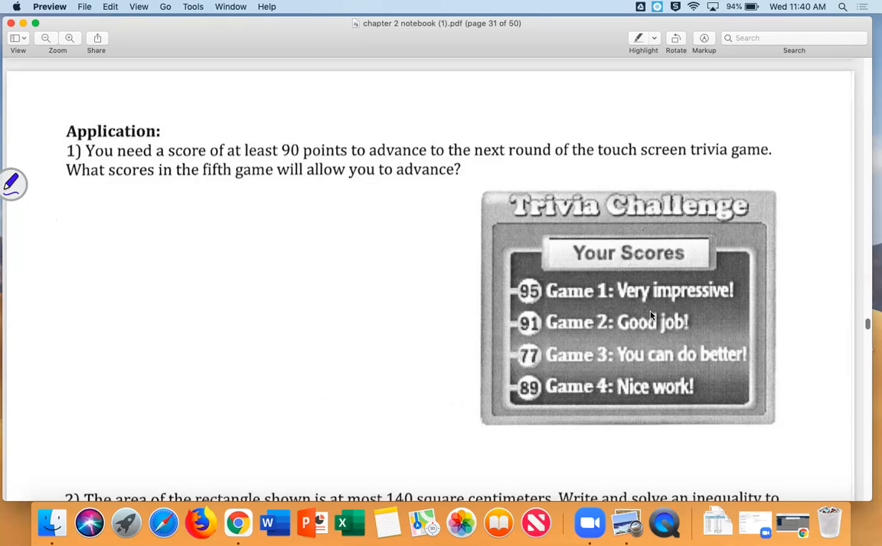So we can't sit here and write all of the numbers. We like to write inequalities. So the way we write it is this. And I like to use P for points. So 90 is less than or equal to P.